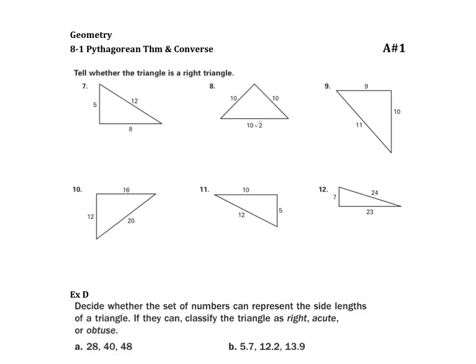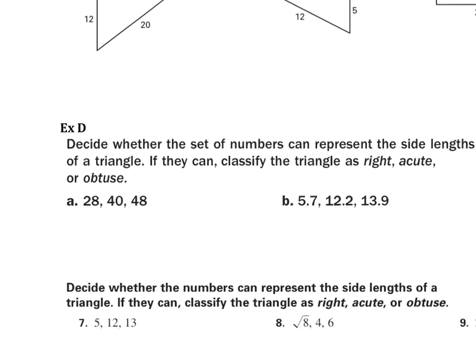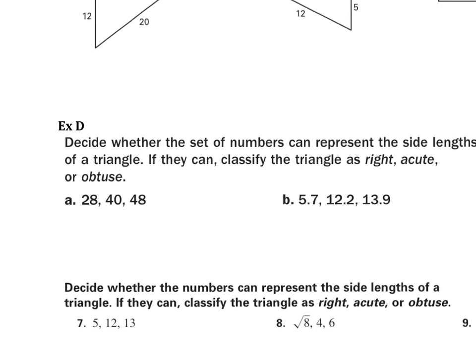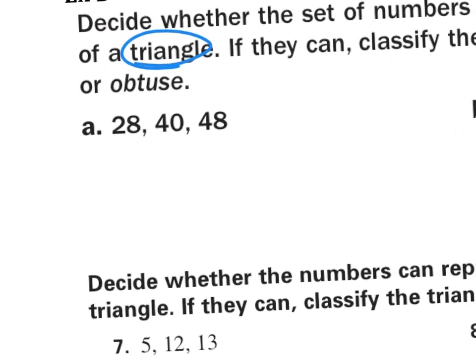Let's take a gander at this next example where we're going to decide if they can represent a triangle. So first, is it a triangle? Then second, we're going to classify that triangle. So we have to do 2 separate equations. One equation is just to figure out yes or no, it is a triangle. The second one is to use the Pythagorean converse to figure out what type of triangle. So 2 separate equations. So 2 things. Let's figure out if it is a triangle, yes or no.